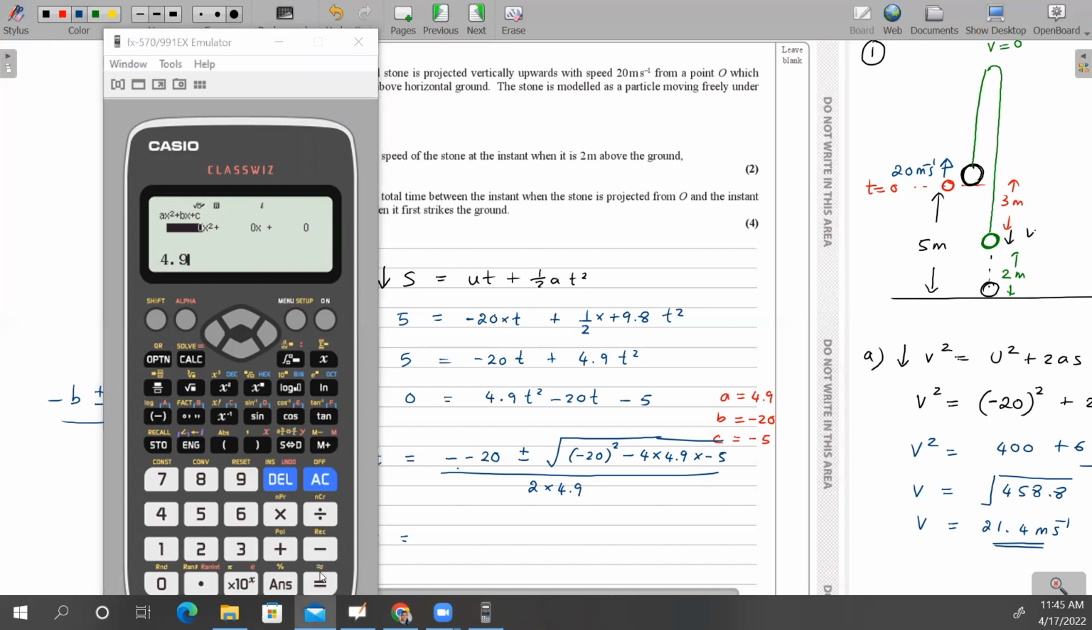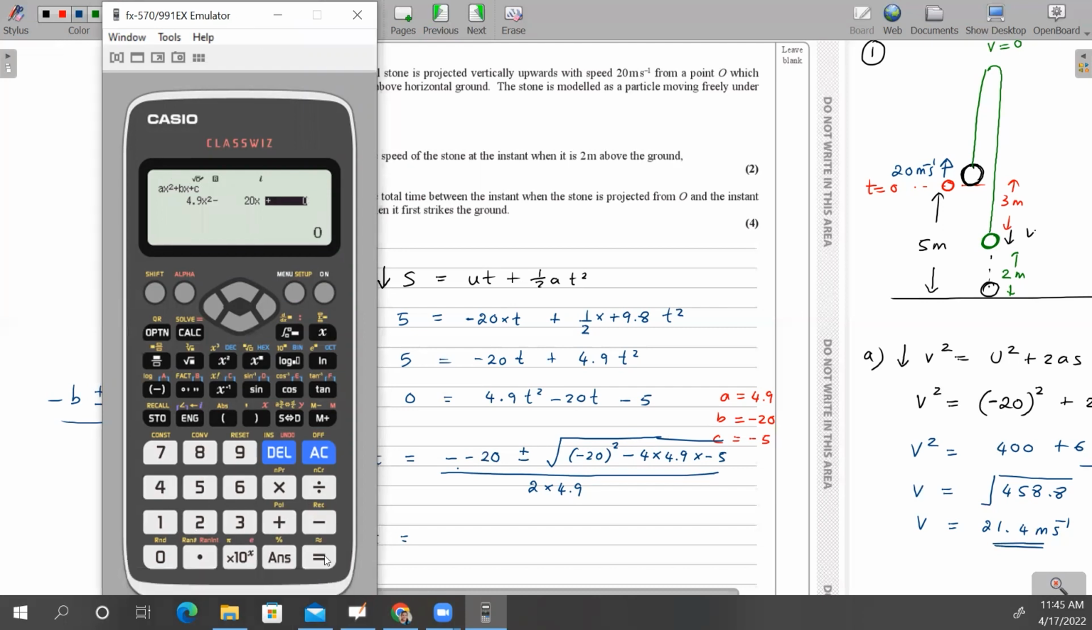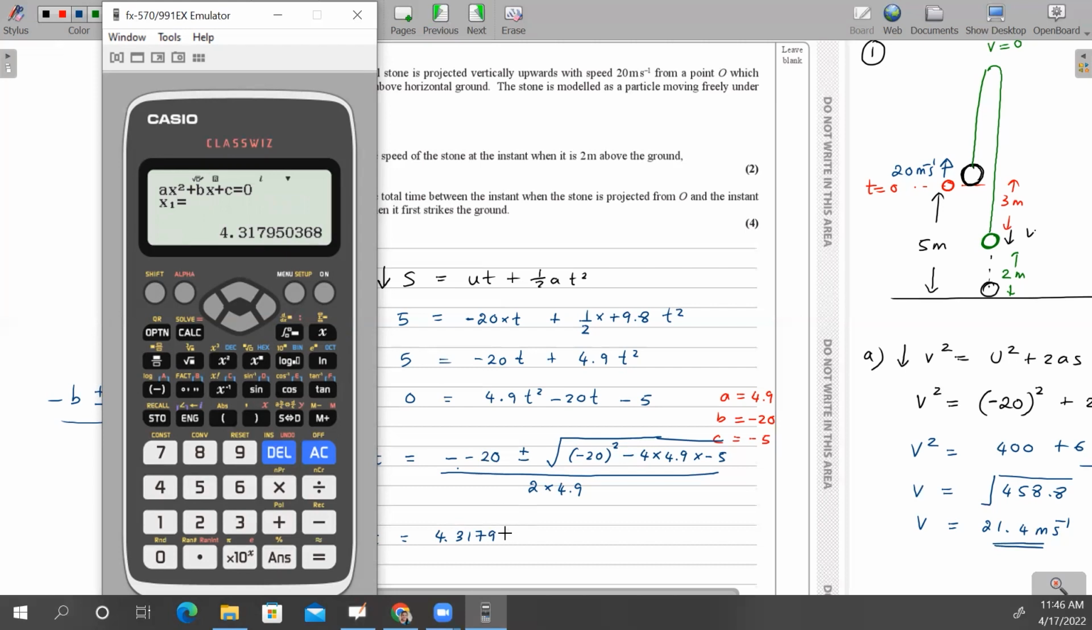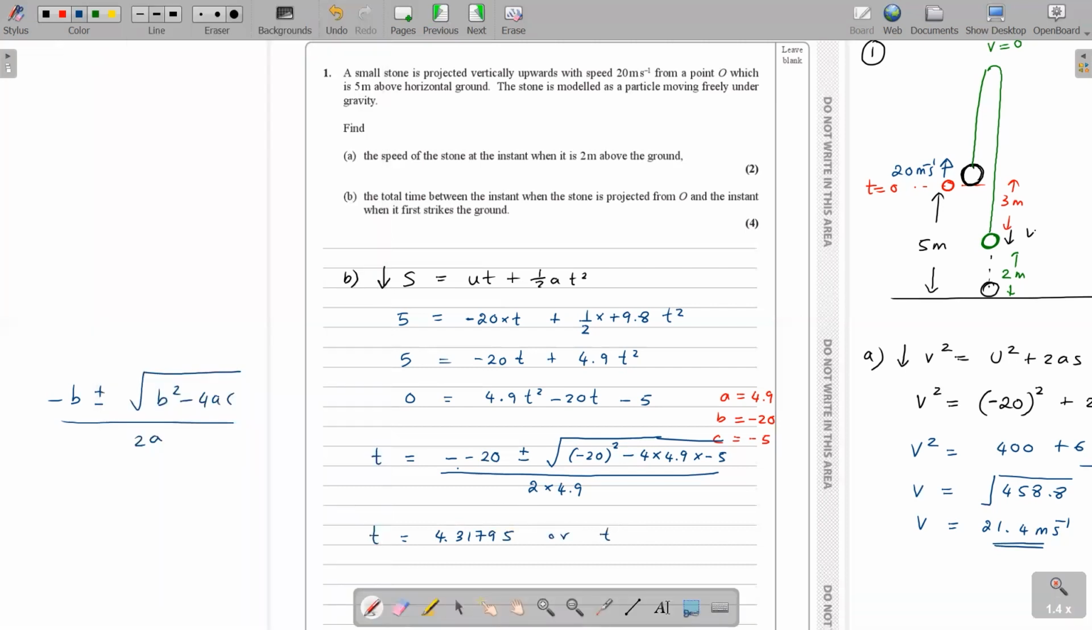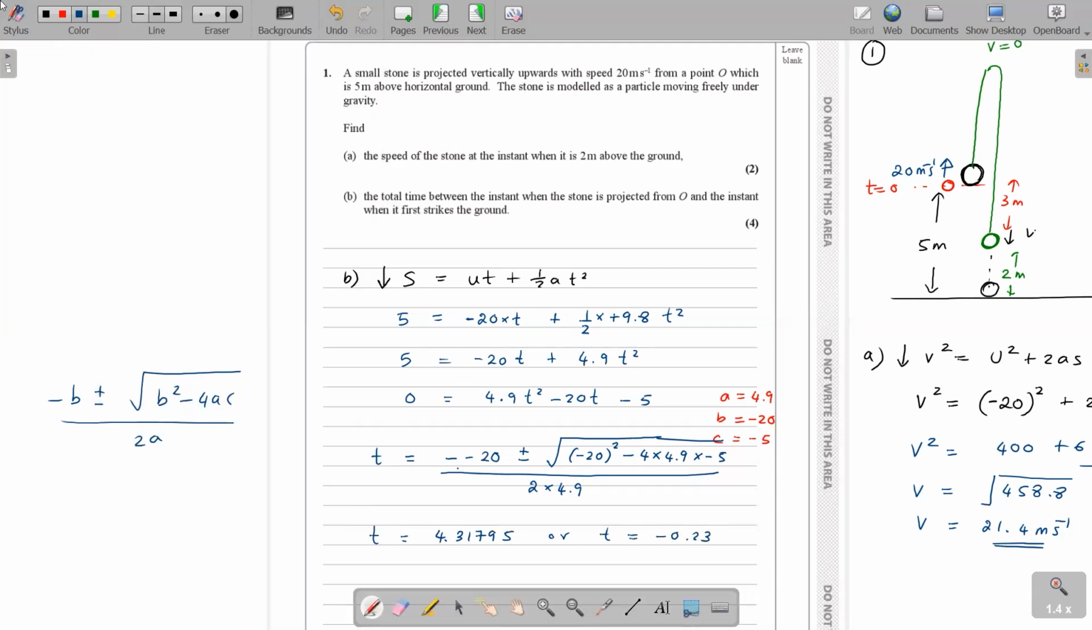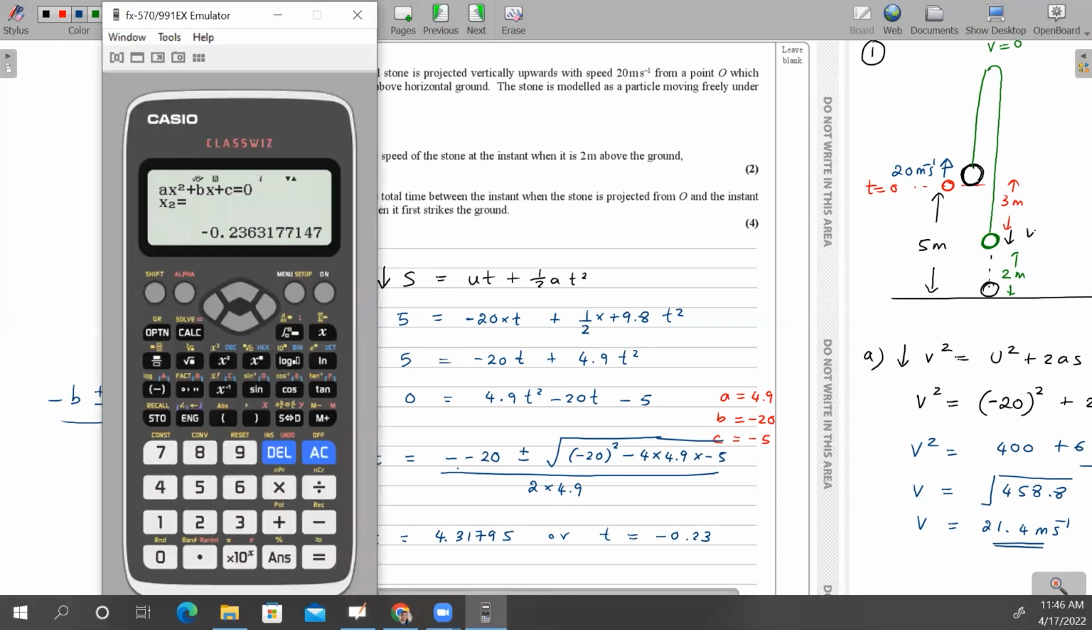4.9, minus 20 and minus 5, right? So I get the t values. I get 4.317. Is that okay? So you must just show the working, okay? So I get 4.31795, and the other answer minus 0.23. Okay, so we definitely know that time cannot be negative, right?